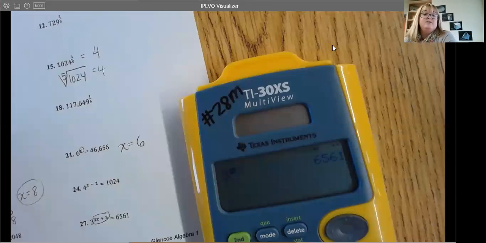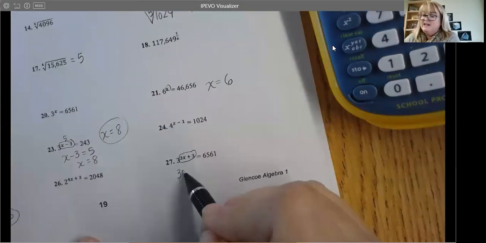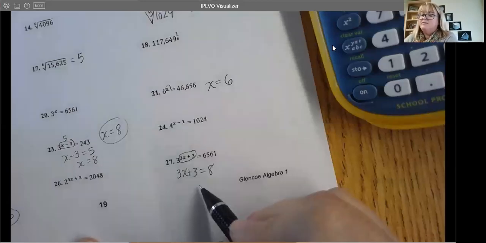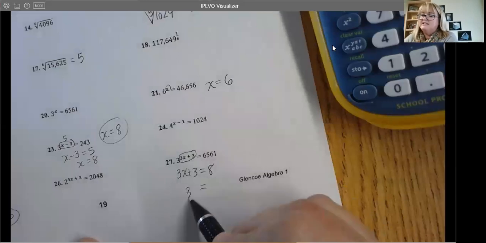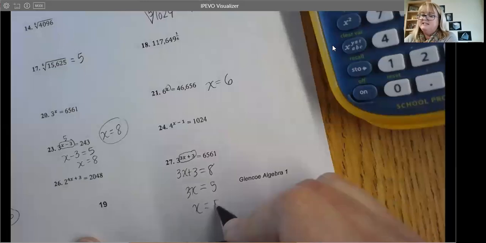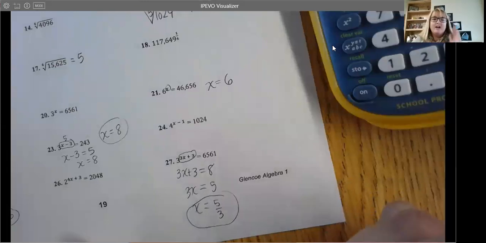All right, so 3x plus 3 has to equal 8. 3x plus 3 has to equal 8. So I'm going to subtract 3 from both sides. So we've got 3x equals 5. Divide both sides by 3, so x has to equal 5/3. All right. There we go.